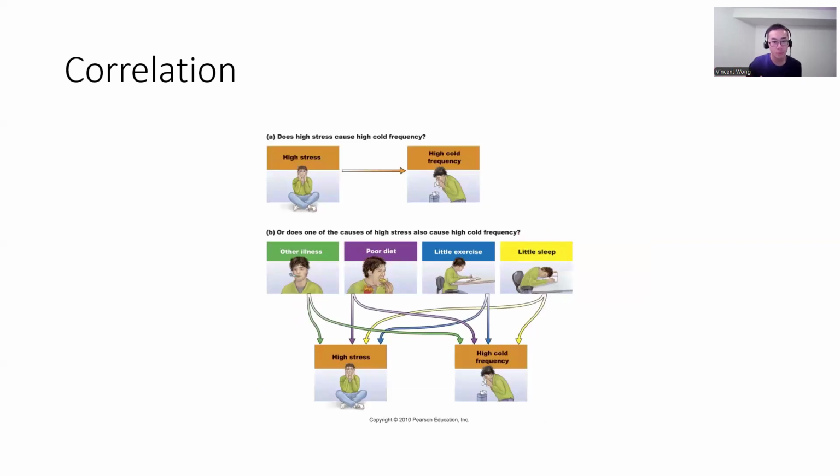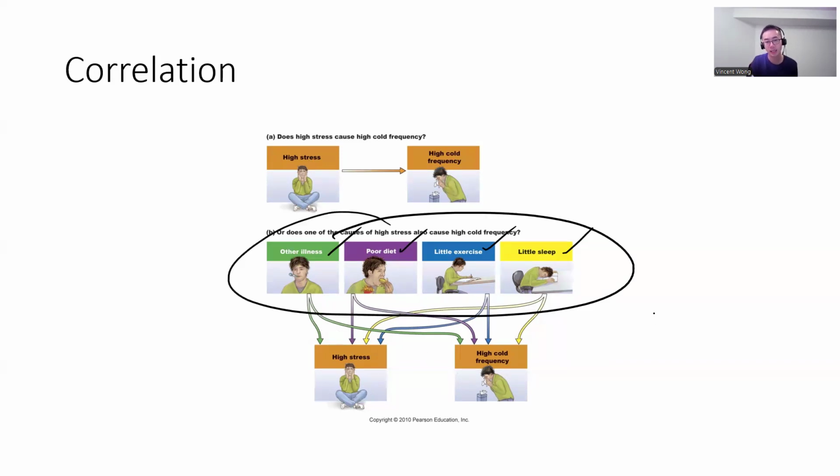There are many reasons why a person might be very stressed out. They might have other illnesses, they might have poor diet, little exercise, or little sleep, all of which can contribute to being stressed out. All of which also can contribute to being more prone to getting a cold. So just because high stress seems to increase the frequency of colds does not mean there is a direct cause between the two things. Maybe it's something else that's underlying that's causing the cold frequency or causing the high stress situation. So we must not take things at face value.